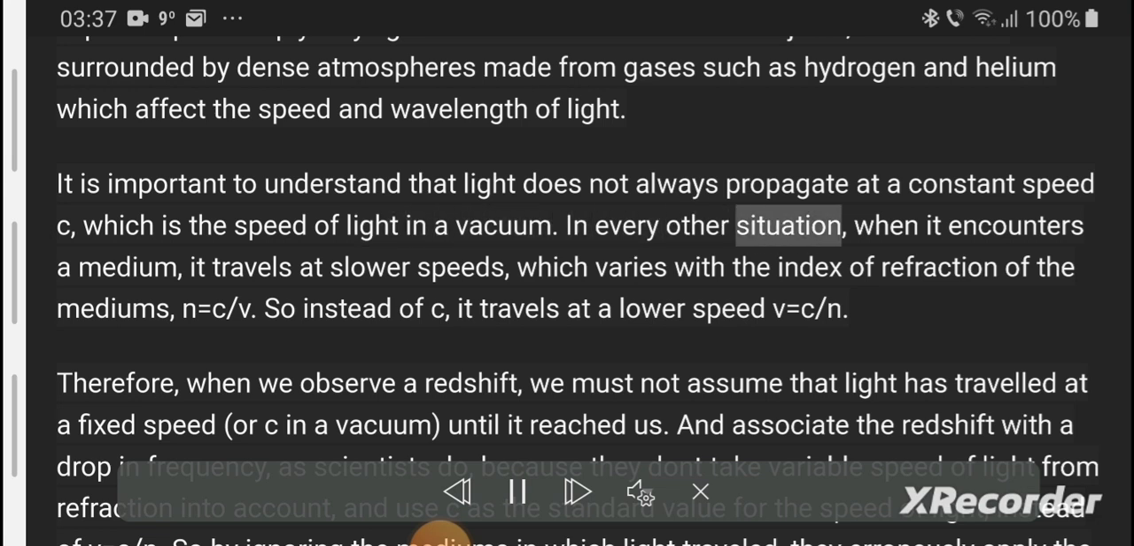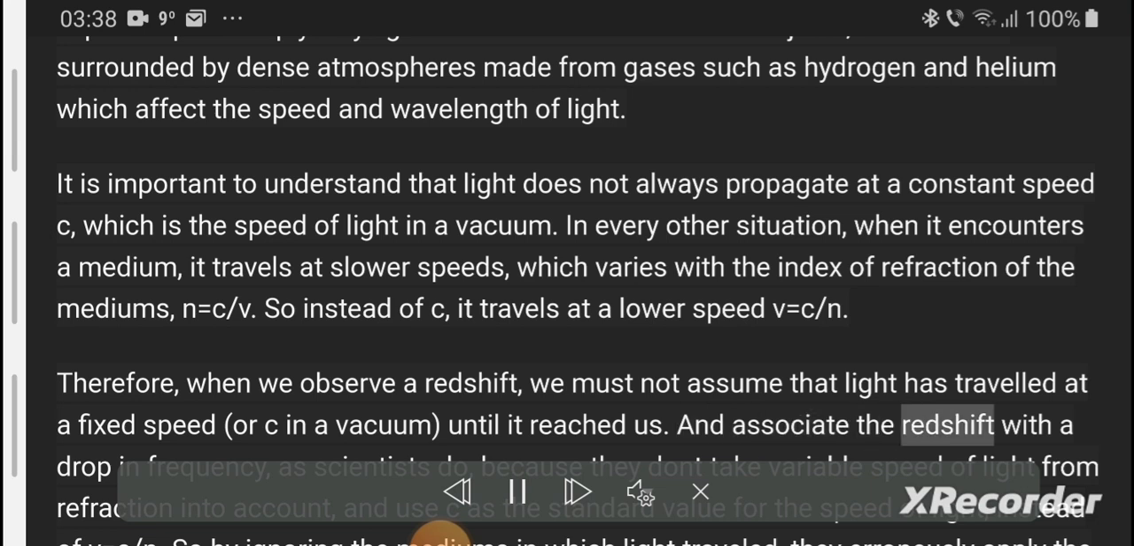In every other situation, when it encounters a medium, it travels at slower speeds, which varies with the index of refraction of the mediums, n equals c/v. So instead of c, it travels at a lower speed v equals c/n. Therefore, when we observe a redshift, we must not assume that light has traveled at a fixed speed, or c in a vacuum, until it reached us.